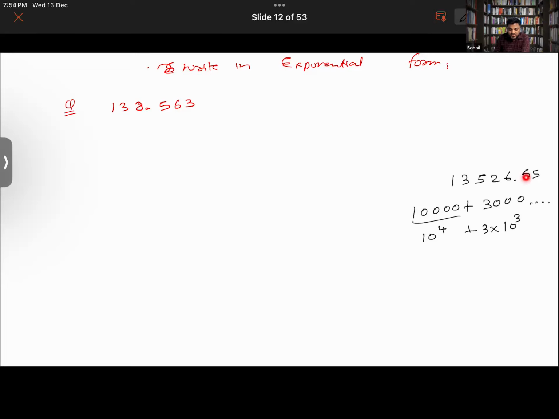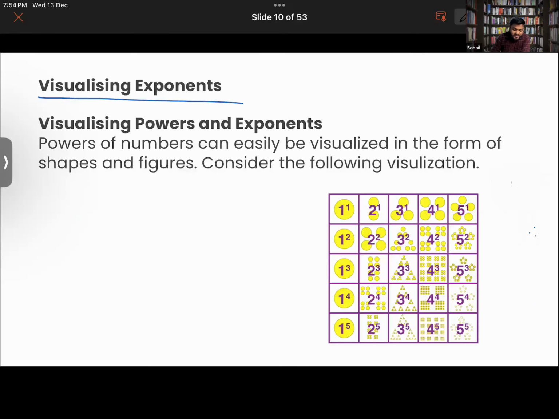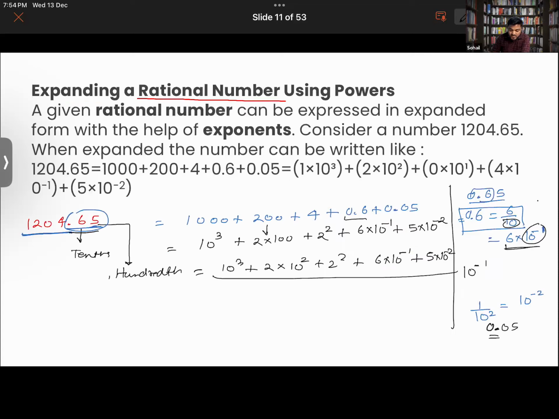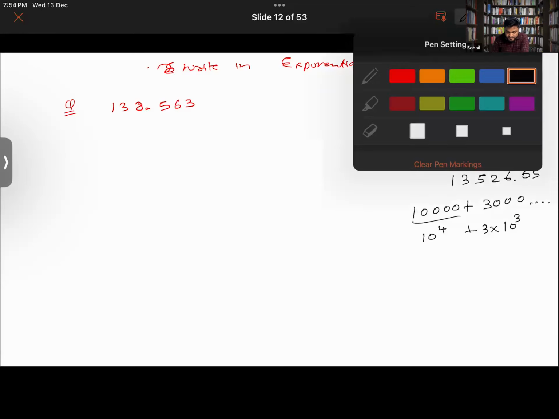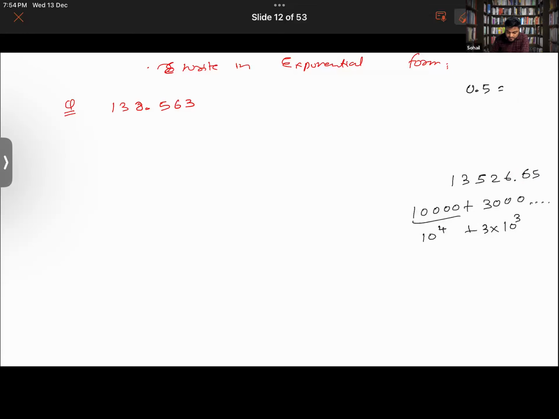So 5 here is standing at which position? Not ones place. So minus ones place. Minus 1's place. You guys forgot it's at the 10th place. Point five, क्या है? 5 upon 10 है ना? So it's 5 tenths. So like this you have to do.